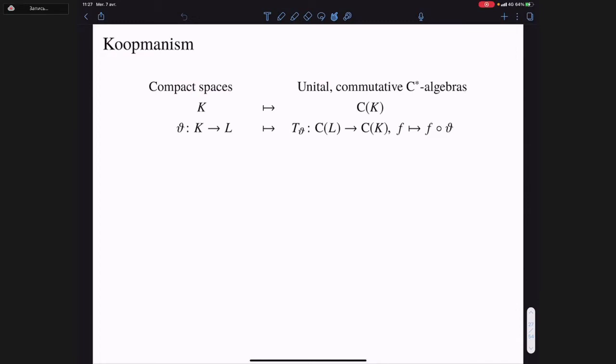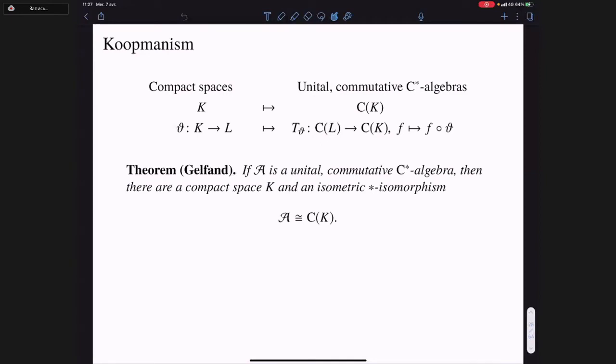And also, if you have a continuous function between two compact spaces, then you can associate to it the pull-back operator, which is more commonly known as the Koopman operator, which maps from C(L) to C(K) by composition. Now, this is an assignment which is not quite invertible, but almost, in the following sense, which is the theorem by Gelfand. If you have a unital commutative C-star algebra, so you are on the right side, then there is a compact space K and some isomorphism such that your algebra is isomorphic to the space C(K) as C-star algebras. And you can go even further and say that more precisely, this assignment that you have defined here is an anti-equivalence of categories.